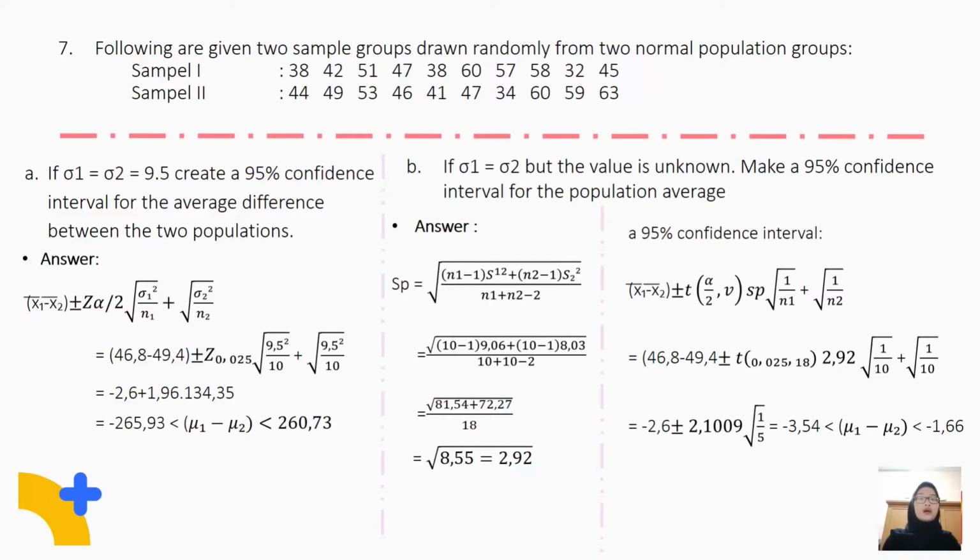t 0.025, 18 multiplied by 2.92 multiplied by square root of 1 over 5 plus 1 over 5, equals minus 2.6 plus or minus 2.1009 square root of 1 over 5, equals minus 3.54 smaller than mu1 minus mu2 smaller than minus 1.66.